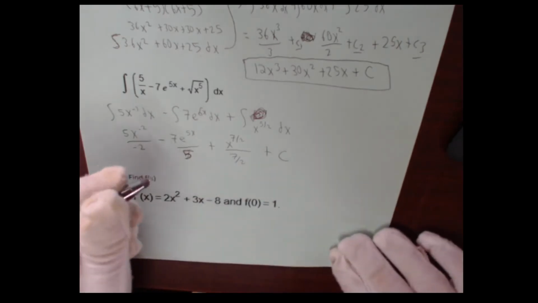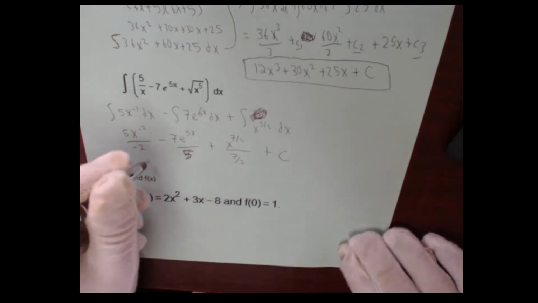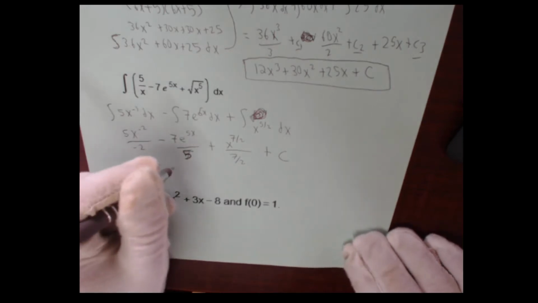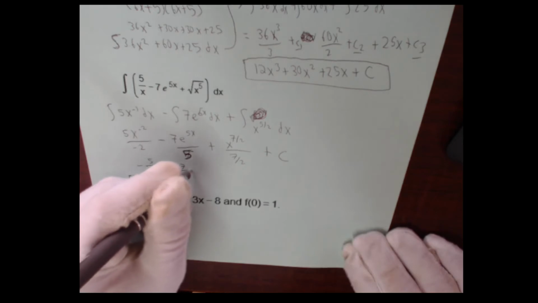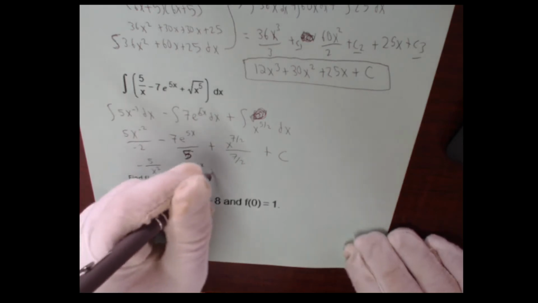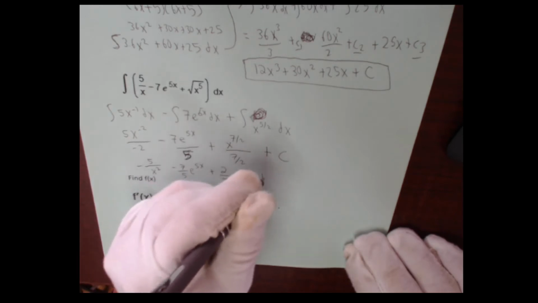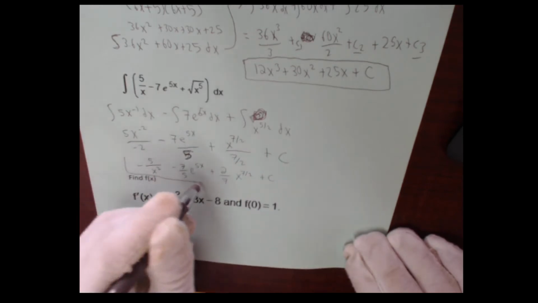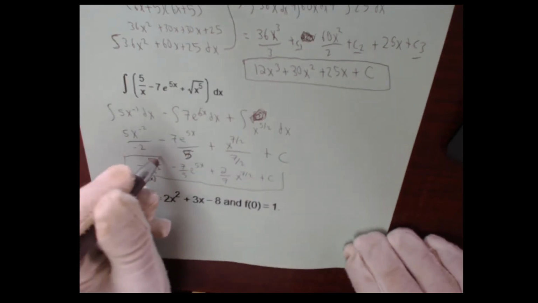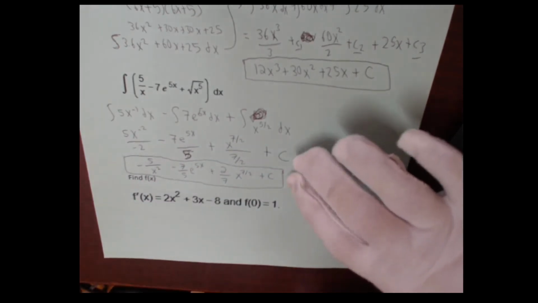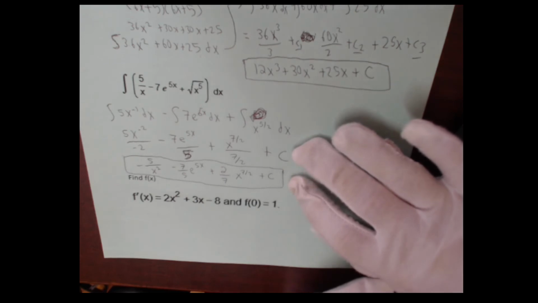Let's just clean this up a little bit. Our final answer you can write as negative 5 over x squared, minus 7/5 e to the 5x, plus 2/7 x to the 7 over 2 plus c. That's maybe a little bit cleaner of an answer. Honestly, though, if you put either one of these on a test, I'd give you full credit.